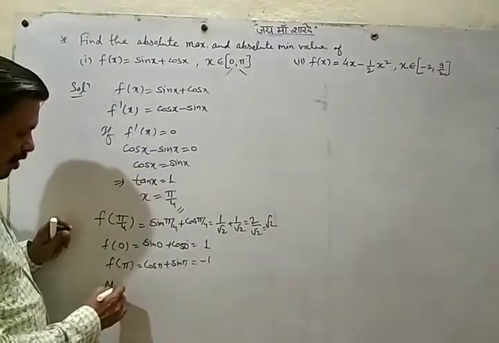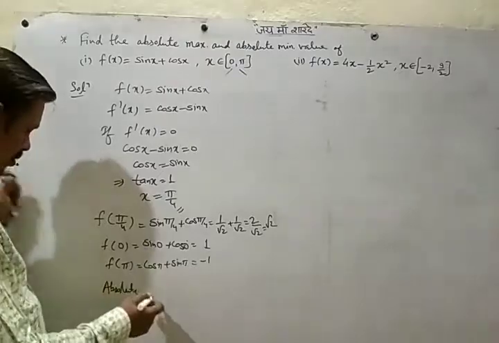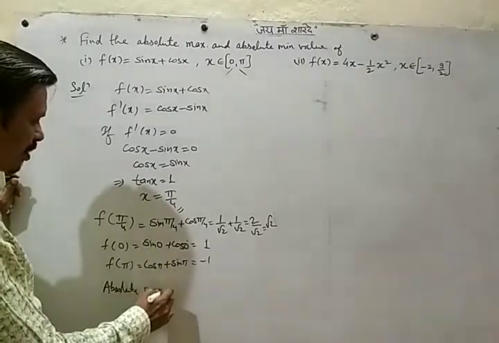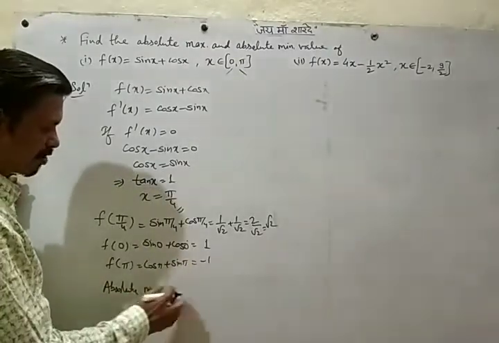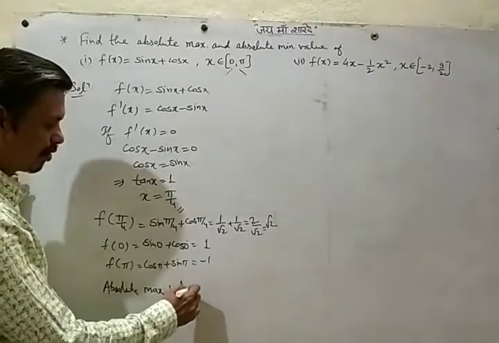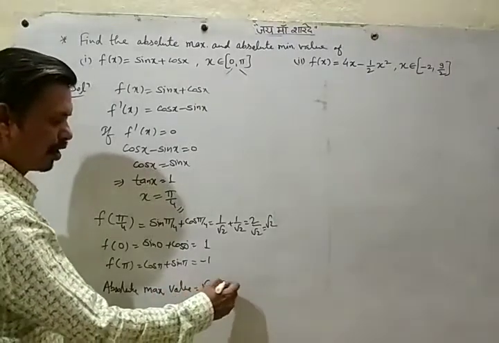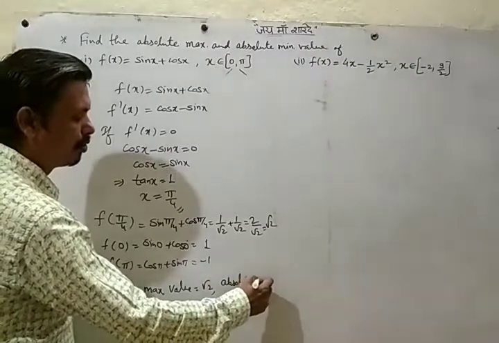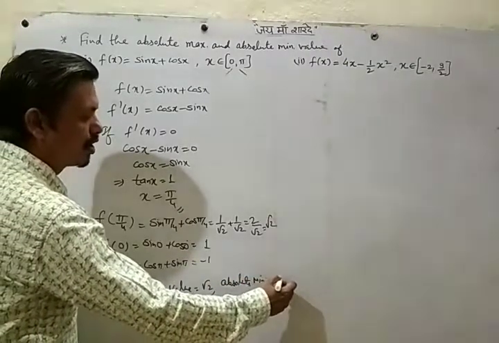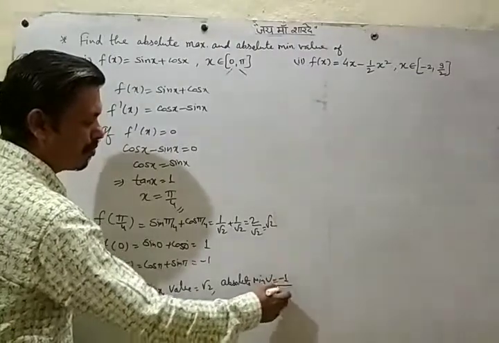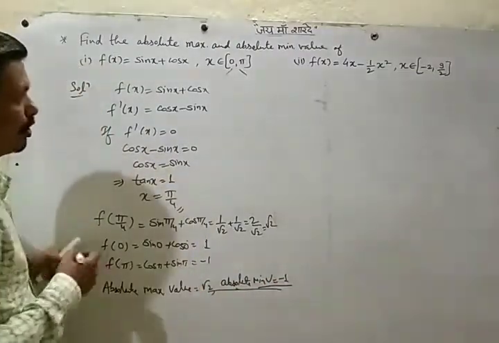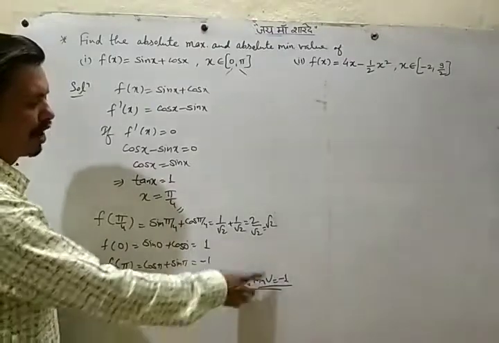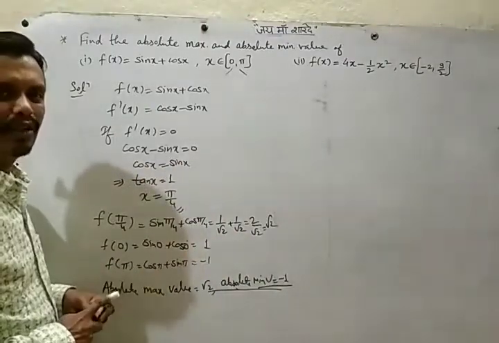So the absolute maximum value of the function is root 2 and the absolute minimum value is minus 1. Okay? Root 2 is the absolute maximum value, minus 1 is the absolute minimum value.